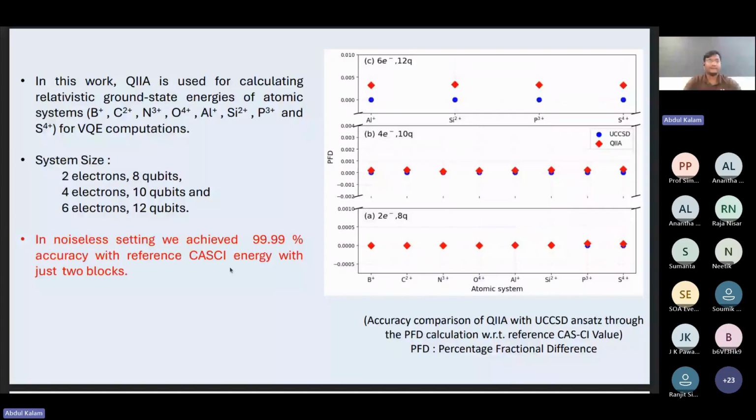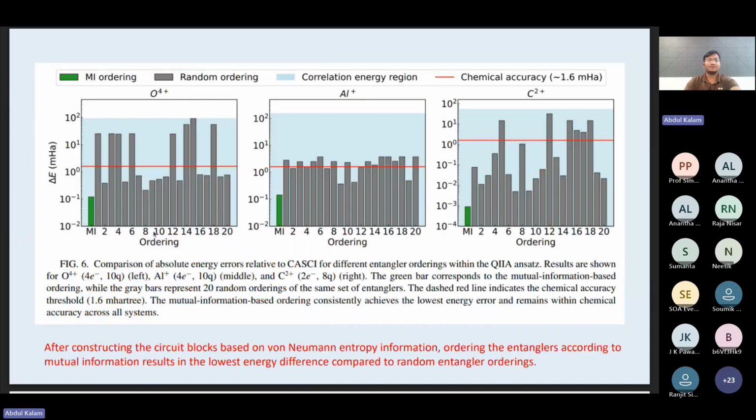And we have tested these for many atomic systems, for example, boron plus, carbon 2 plus, and so on, up to 12 qubits. Another one, this one is telling that if we use the mutual information ordering, this bluish region is for the correlation energy. We are almost getting all the correlation energy, and the ordering that we have used for the mutual information is always yielding the minimum difference in energy.